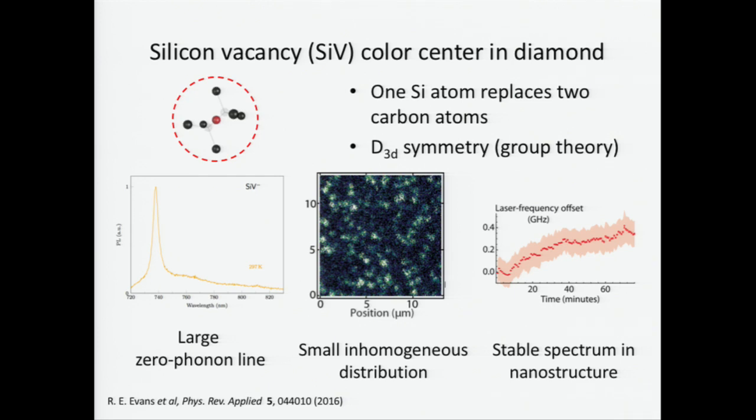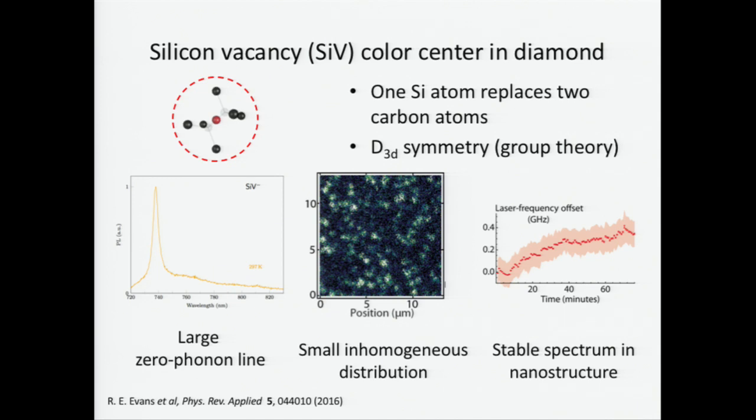So the clean transition without any phonon involved is called a zero phonon line, and you want this to be as big as possible. In the case of SiV, the proportion of the zero phonon line is around 70 or 80% compared to 4% for NV. So that's the big benefit of SiV.